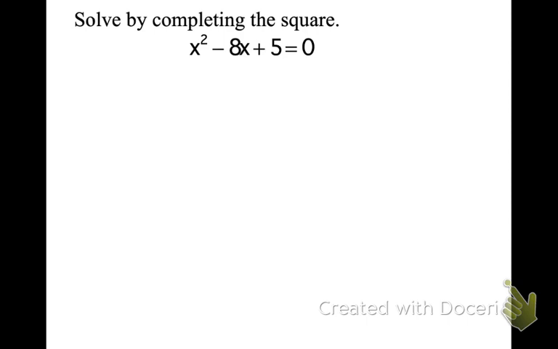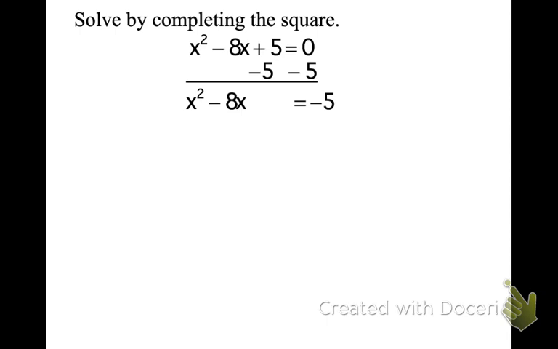All right, so let's try this again. I'm going to complete the square. The first thing I need to do is make an empty space for my constant term, so I'm going to subtract 5. I'm then going to divide the middle term by 2. Why don't you guys try this one?